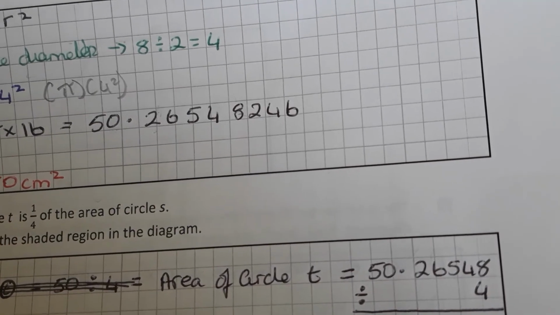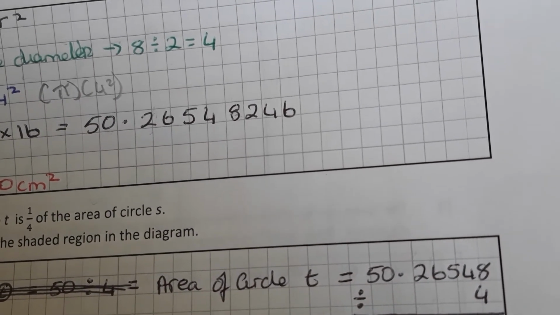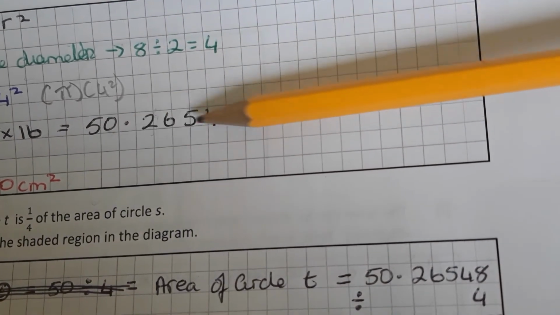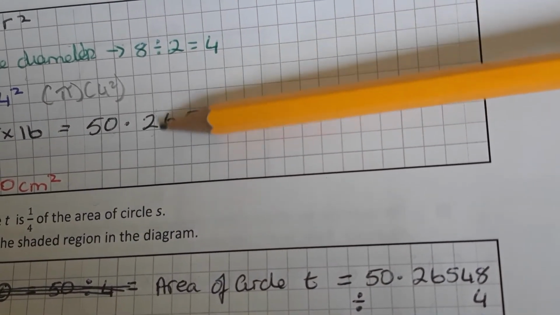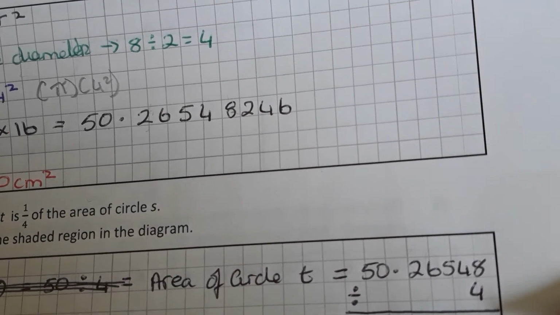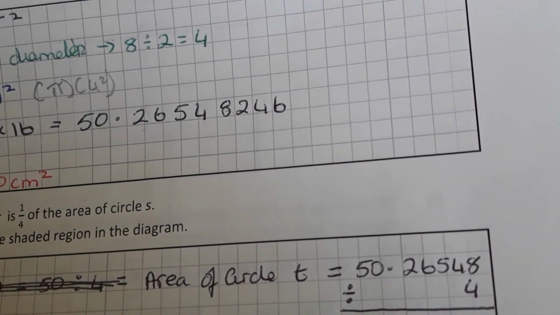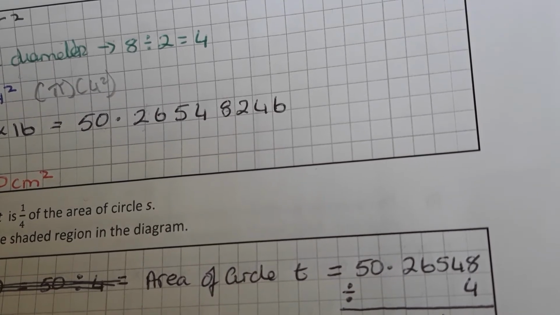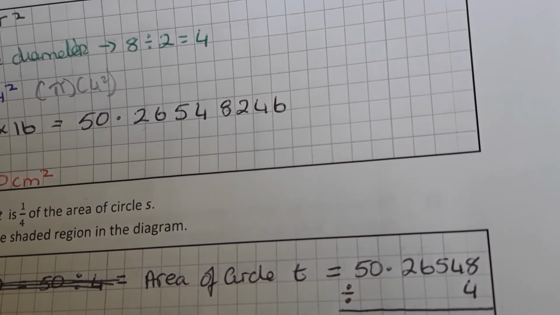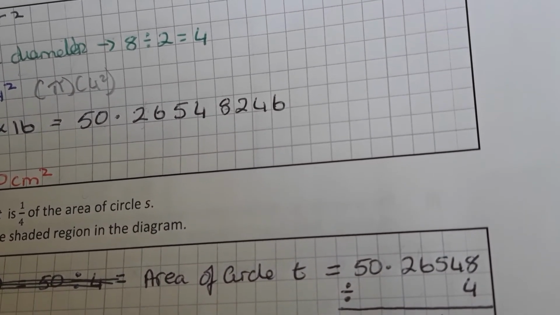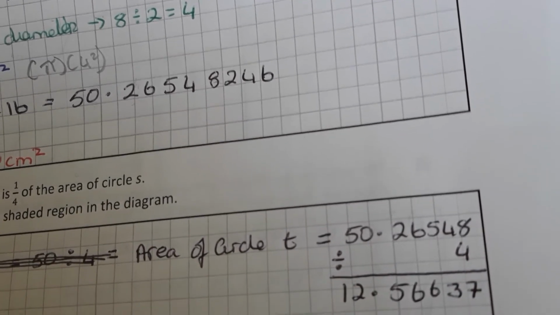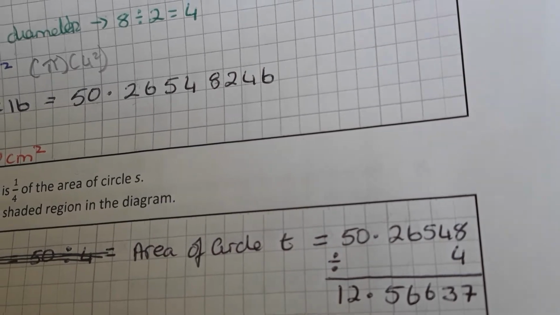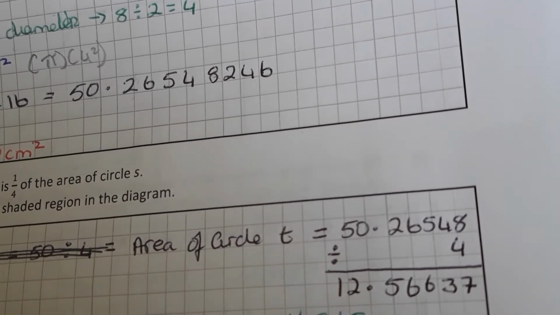Now don't put in the rounded answer correct to the nearest centimeter. Put in the answer you got here with all the numbers. Now you don't have to put in all of them. Put in, say, about the first 5 after the decimal point. So the area of circle T is 50.26548. Divide that by 4 because it's a quarter. So to get a quarter of something, you divide it by 4 and you get 12.56637. Now again, don't round anything up yet.